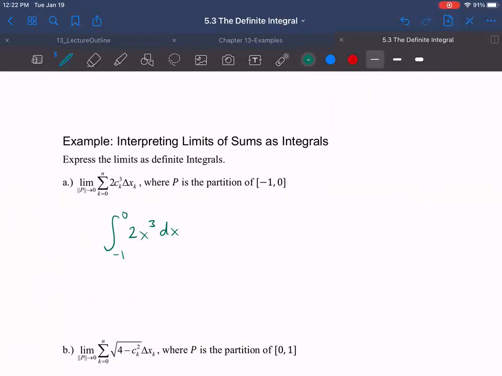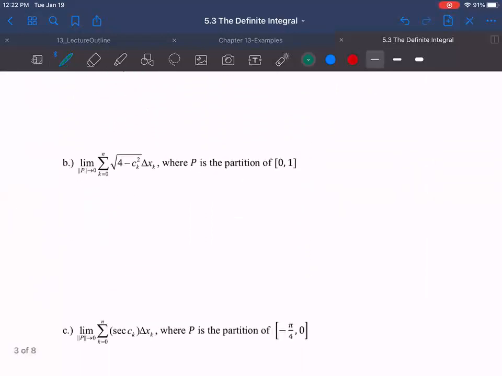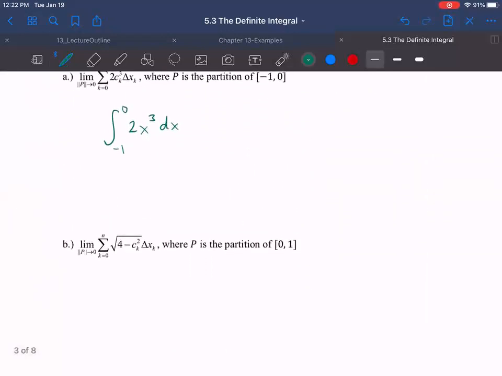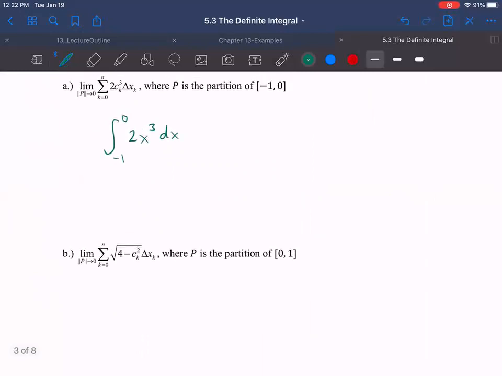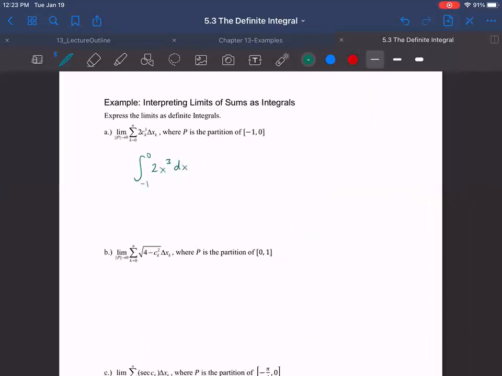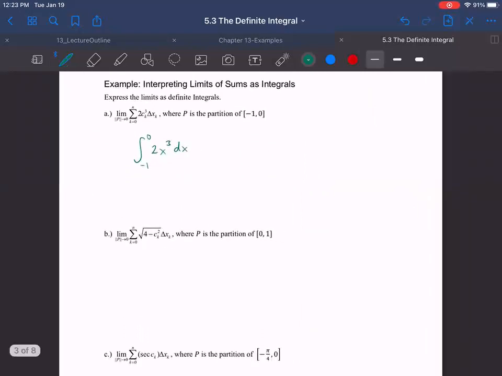Okay. Let's try this next one here together. Well, we kind of just did that one together. So you try the next one. In fact, try the next 2. There you go.